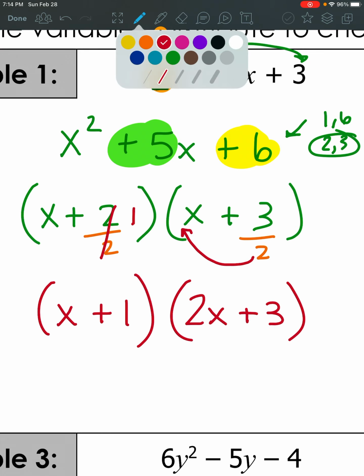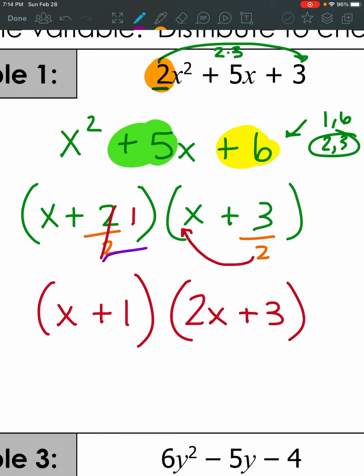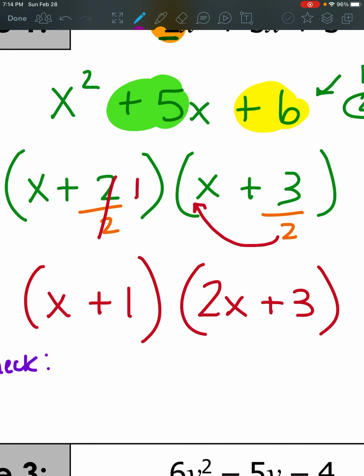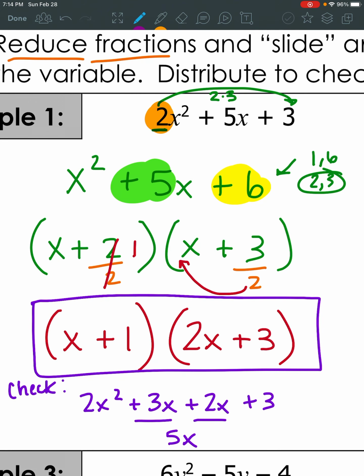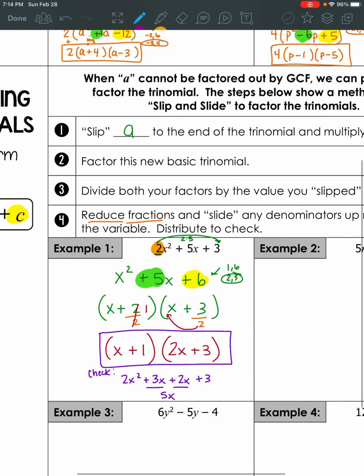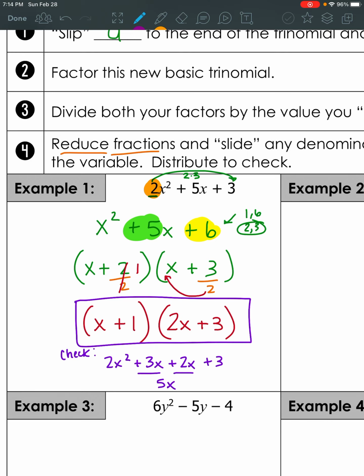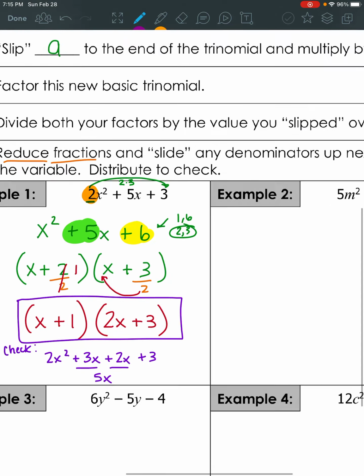Do not forget, it is very important with these a values that we check our work in the end and make sure that it goes back to what we started with. So x times 2x, we get 2x squared. x times 3, we get 3x. Then the middle terms, 1 times 2x, and then 1 times 3. And these add to 5x, so 2x squared plus 5x plus 3, that is what we started with. So I know that I factored that correctly. So x plus 1 and 2x plus 3. Again, those binomials can come in any order. Most often we see the one with the coefficient, like that 2x plus 3, first, but it doesn't have to be.